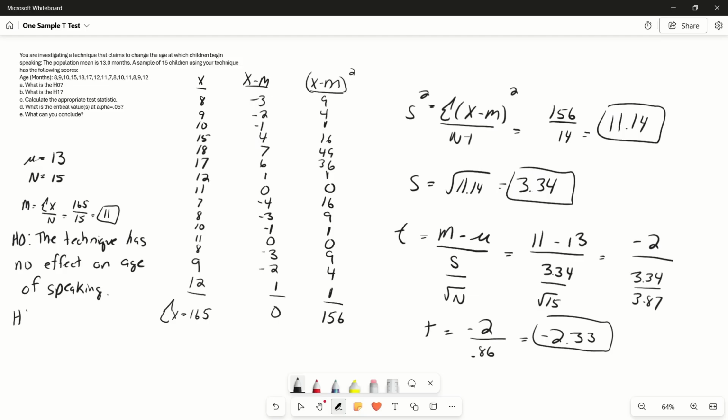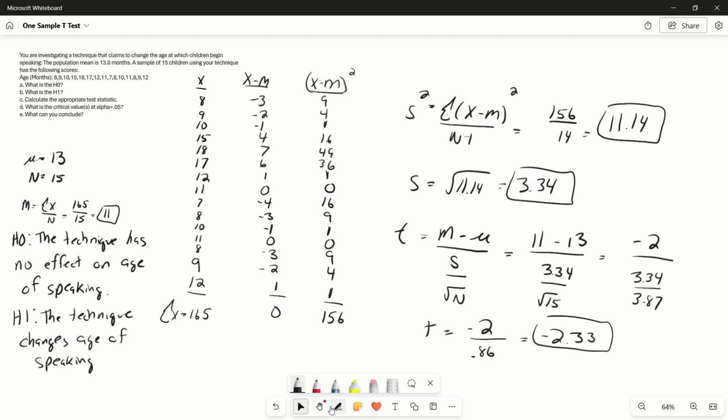The alternative is non-directional because you're seeing here change. Change is a two-tailed test. You're not giving a direction here. So this is non-directional. Non-directional is two-tailed test. So the technique changes age of speaking. Now you would wonder why did it just say it lowers the age of speaking? Well, they didn't. They're just looking to see if it has any effect at all. So it changes the age of speaking, two-tailed test.